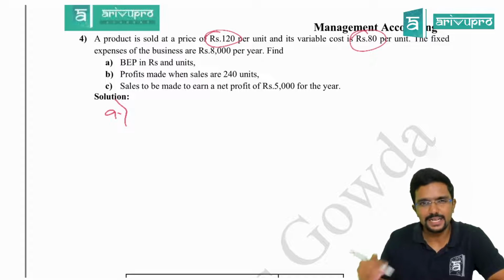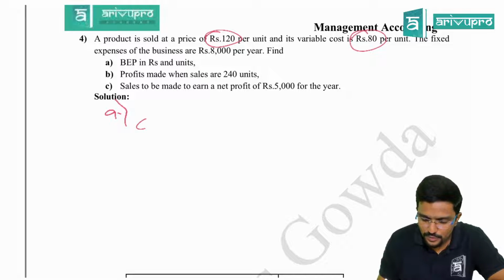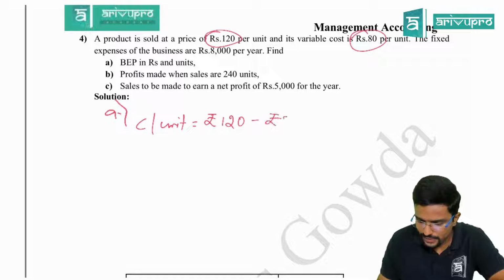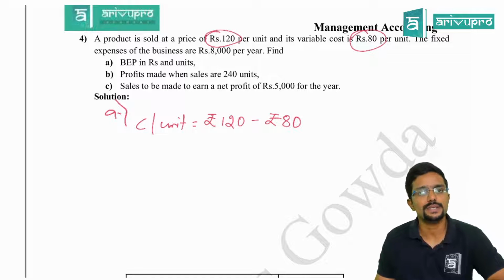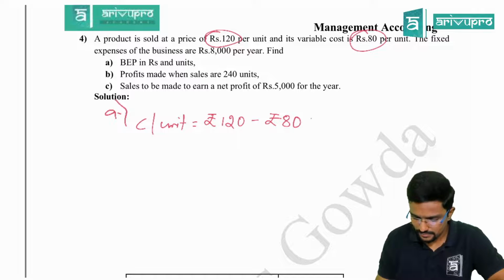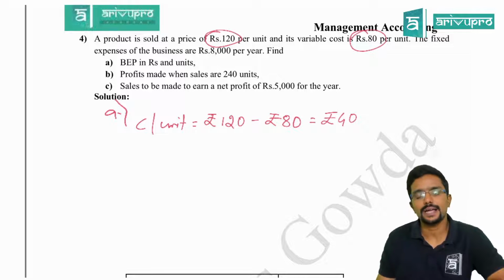First, let us calculate whatever is required. Contribution per unit is equal to selling price per unit, which is 120, minus variable cost per unit, which is equal to 40. Sir, can I calculate PV ratio? Yes, you can calculate that also.